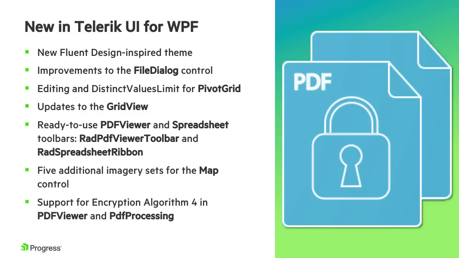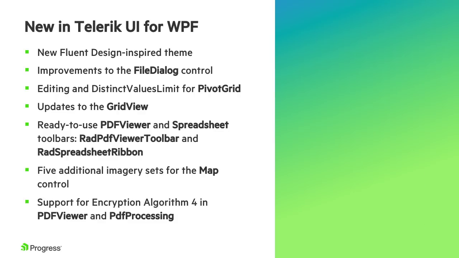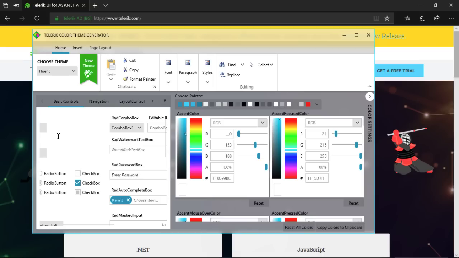And finally, the PDF Viewer now offers support for secured PDF documents that use RC4 with 40 or 128-bit key sizes, as well as AES with 128-bit key sizes. Additionally, you can now create and manipulate PDF files using some of these encryptions with RAD PDF processing. Let's jump into a demo to see some of these new features. First, let's explore the new Fluent theme we've added to Telerik UI for WPF.